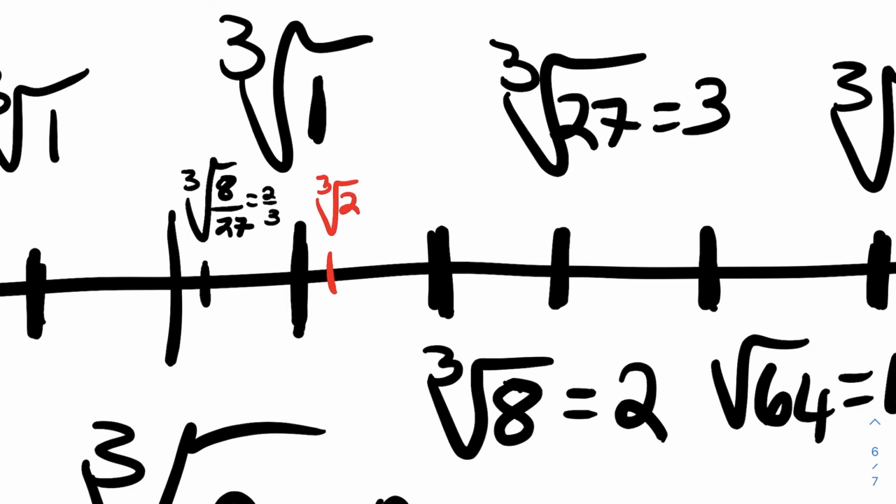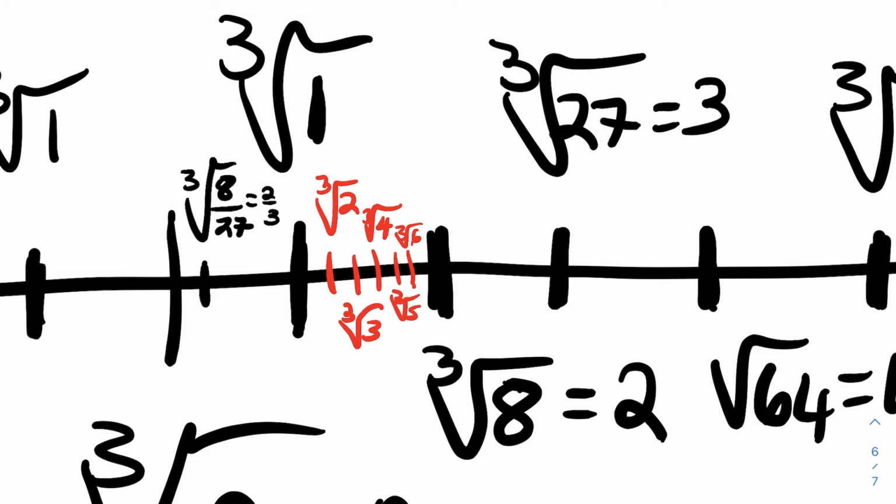That's irrational. There's no whole number or rational number that you can multiply by itself 3 times and get 2. And then of course the cube root of 3 is here, the cube root of 4. These are all irrational. Cube root of 5, cube root of 6, cube root of 7, those are all irrational numbers.